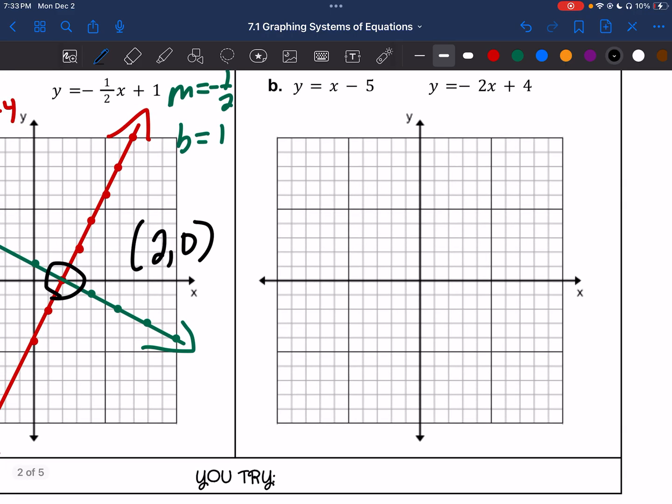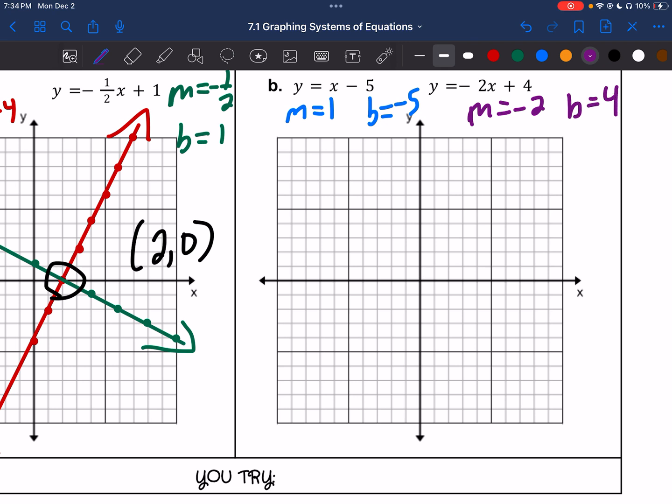All right, let's look at letter B. Now let's change our colors up and look a little different. So we've got y equals x minus 5. My slope is 1. My y-intercept is negative 5. My second one, my slope is negative 2, and my y-intercept is 4.